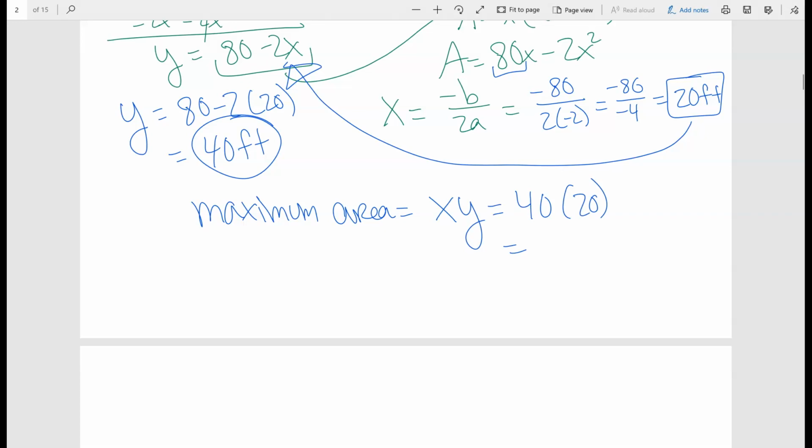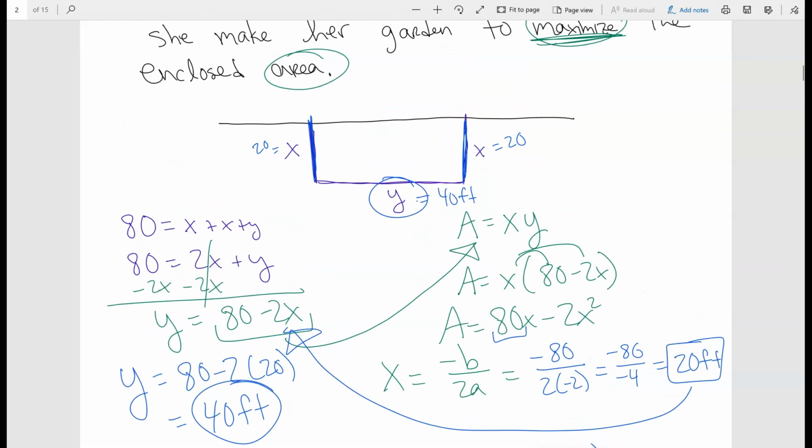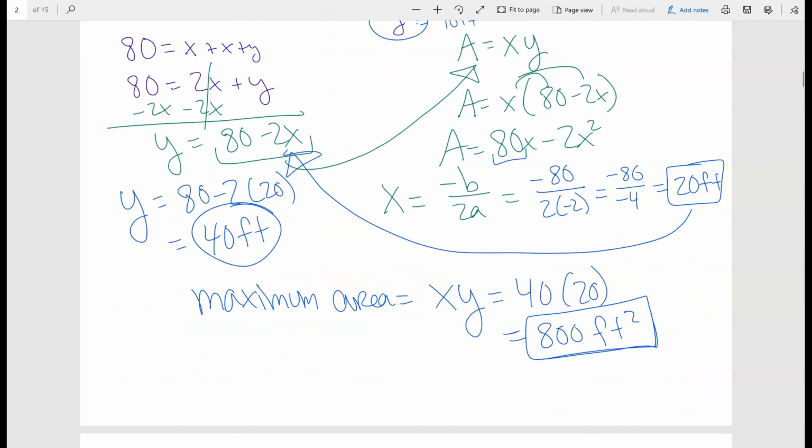How many square feet does she have? We multiply this together, and you get 800 feet squared. So she has 800 square feet worth of whatever she wants to put in here. Okay, so that's basically what you would do. This is a really good application problem. Don't be surprised if you get one or both of these in your next exam.